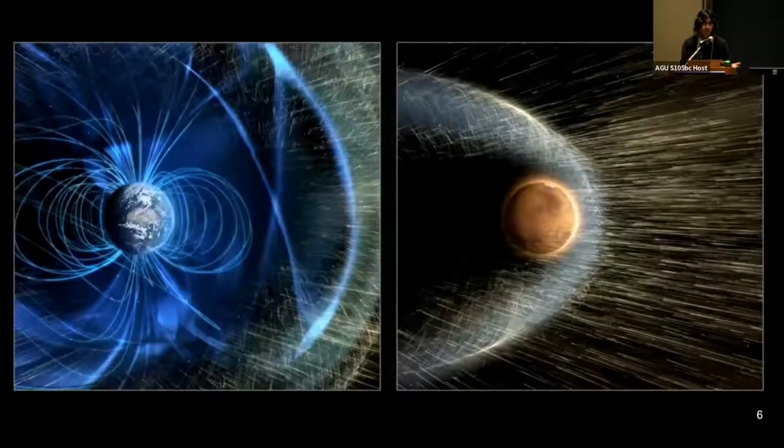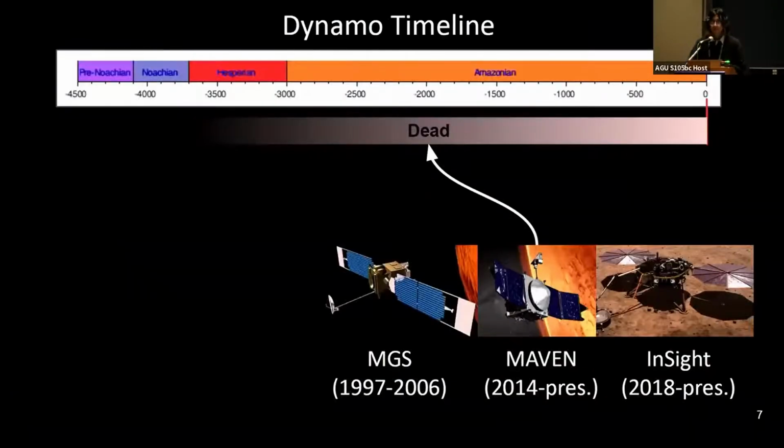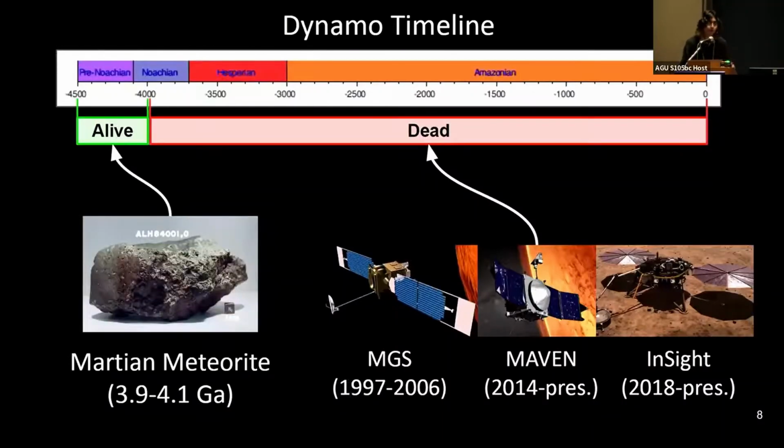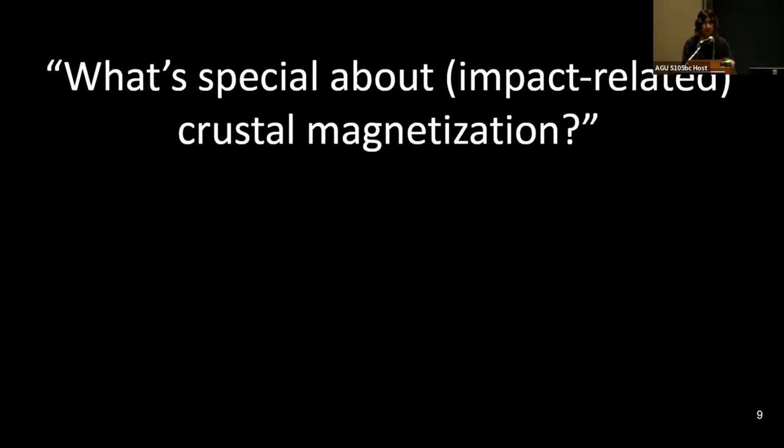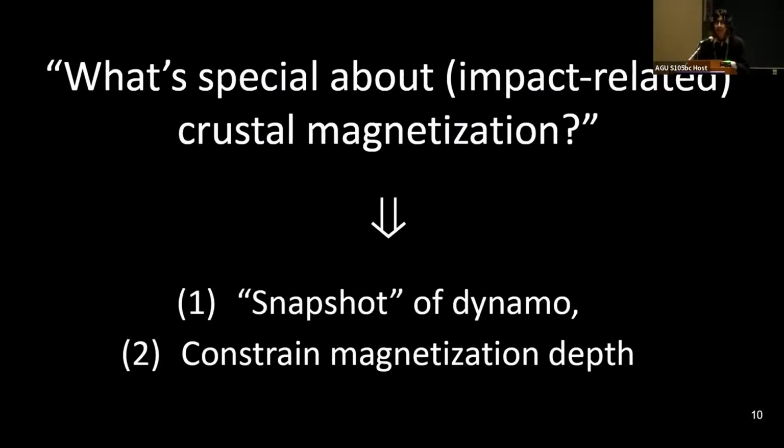So, as you all know, the Martian dynamo is dead right now. Current measurements are from the MGS, MAVEN, and InSight spacecraft. But before, we're fairly confident that about 4.0 gigayears ago, the dynamo was alive, possibly Earth-like at that time. The reason we're looking at crustal magnetization, specifically through the lens of impacts, is that it gives us snapshots of the dynamo over time, and it will also help us constrain the magnetization depth.